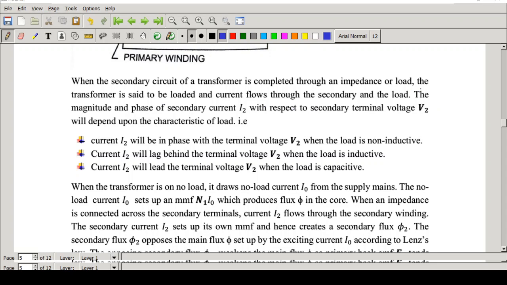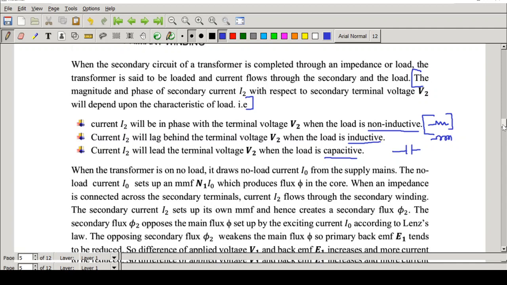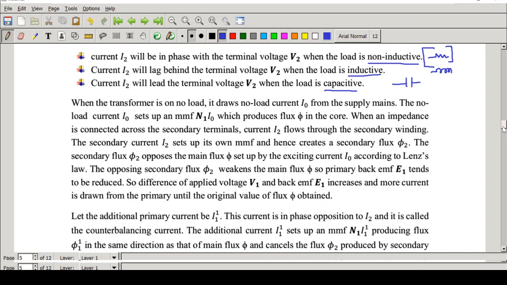That is what is written here: the magnitude and direction of the secondary current I2 with respect to the terminal voltage V2 will depend on the load. There are three types of load. One is a non-inductive load, which is the same as a resistive load. The second type of load is the inductive load, something like connecting a coil. And the third one is a capacitive load, that is a capacitor. Based on the type of the load, the phase of the current with respect to the voltage will be different. So we will see how it is.